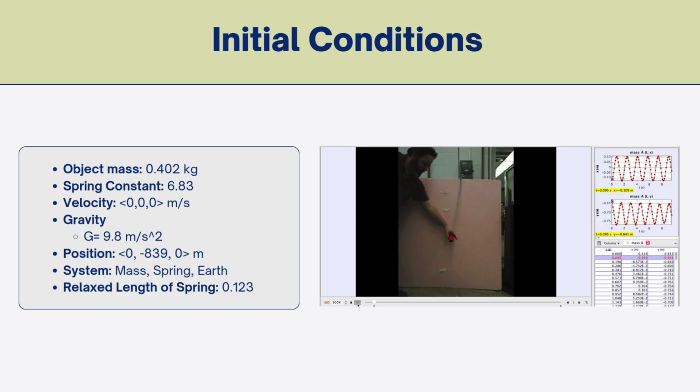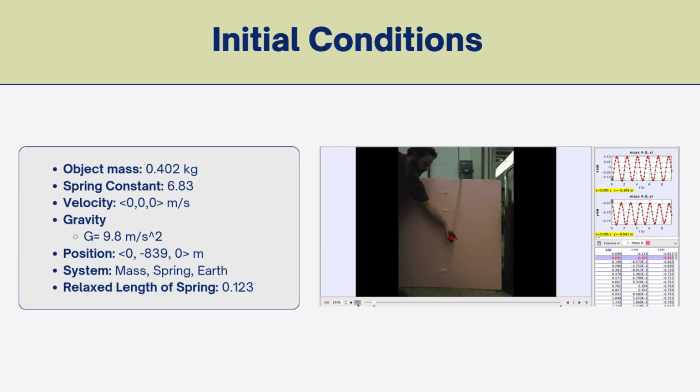Some initial conditions for the lab. I did use the pre-recorded video in Tracker, and that's what you see here on the right. And here on the left are the initial conditions for this. That would be the object's mass, which was 0.402 kg, the spring constant, which was 6.83, the velocity at 0 meters per second, the gravity which was 9.8 meters per second squared since we're on Earth.